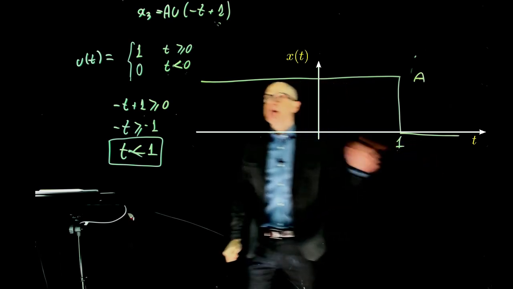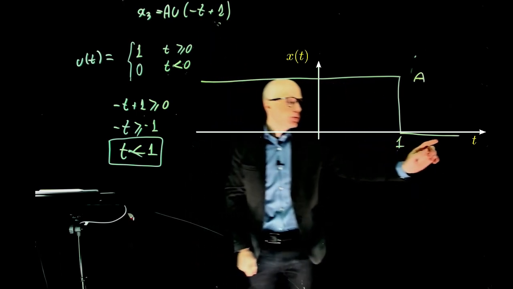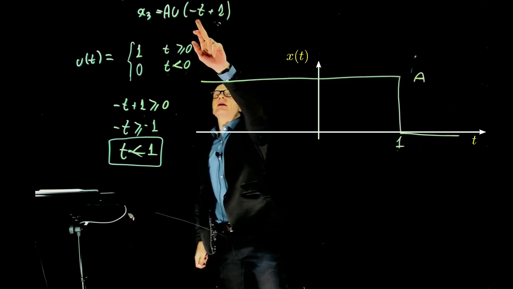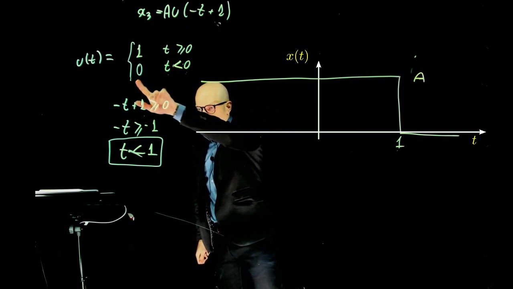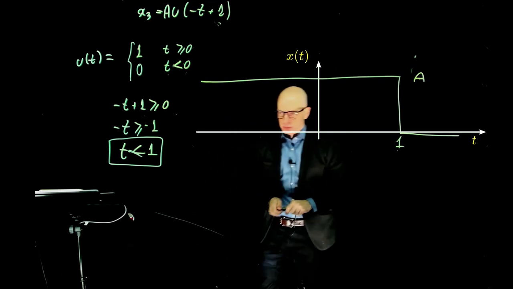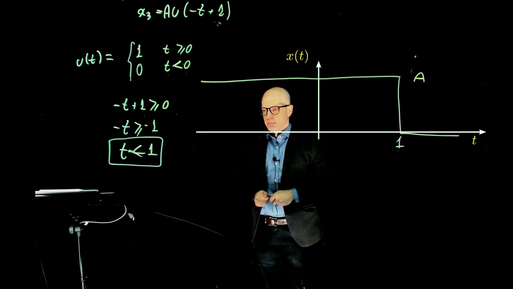And then when you pass one, so if you are now here at time equals two, we have negative two plus one, that's a negative number. And then you fall into this category here. We want the function to go to zero. I was talking about the system where it's one and zero. So if it starts at A and then at one, it triggers and then it goes to zero.